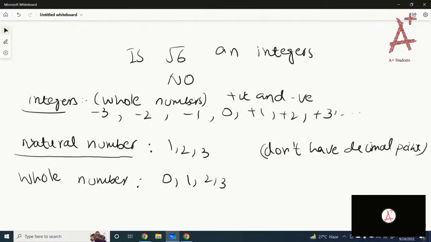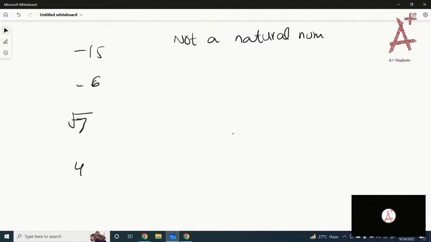The next one is, which of the following is not a natural number? -15, -6, the square root of 7, and 4. Which of them is not a natural number? Do you know the answer? Which one is it? It is square root 7. Square root 7 is not a natural number.